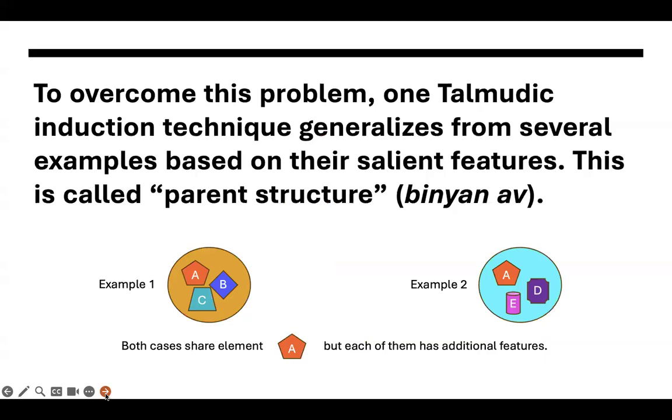To overcome this problem, one Talmudic induction technique generalizes from several examples based on their shared salient features. This is called parent structure, or binyan av. This involves identifying two examples of specific manifestations, example one and example two, and looking at what kind of elements both of them share. In the example that you see in front of you, example one and example two share element A, but each of them has additional features. Example one also has elements B and C, and example two has elements D and E.